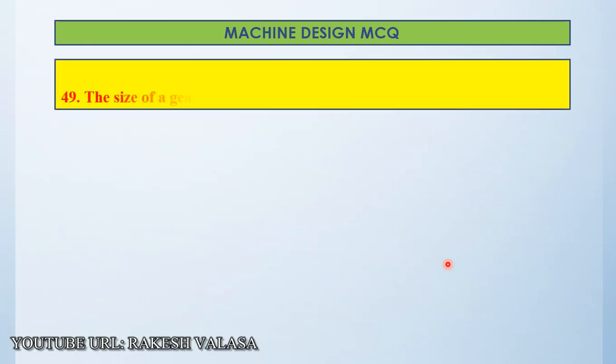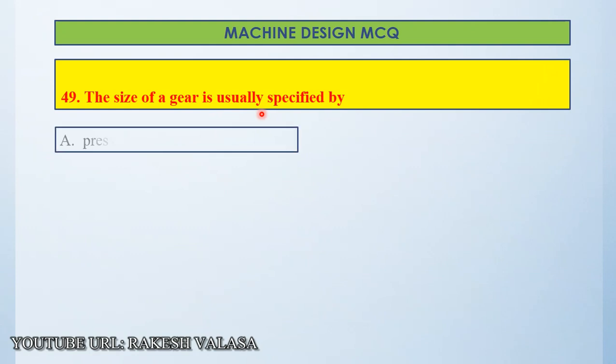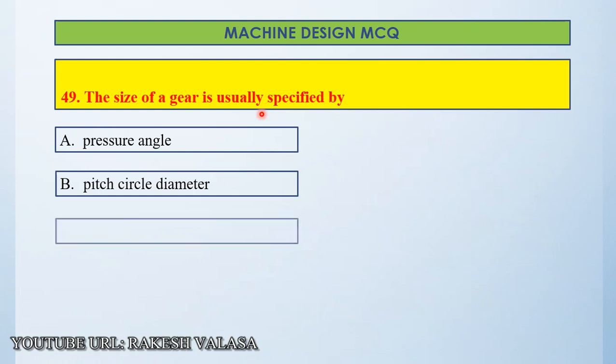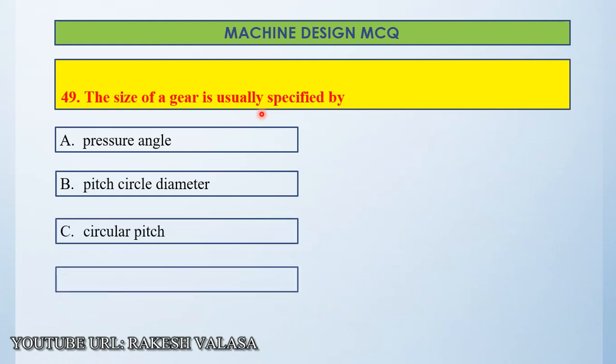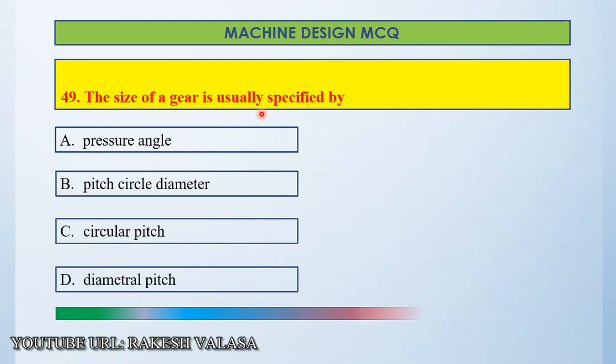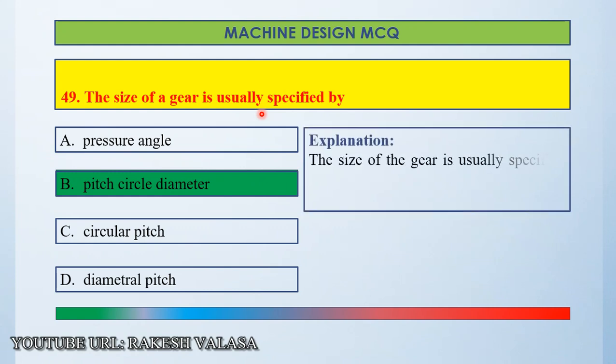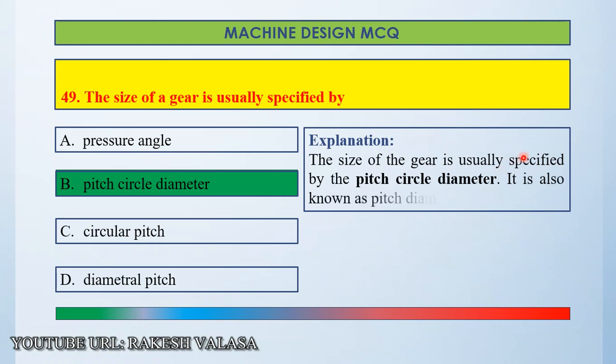Question number 49. The size of a gear is usually specified by option A pressure angle, option B pitch circle diameter, option C circular pitch, option D diametral pitch. The correct answer is option B pitch circle diameter. Let us see the explanation. The size of the gear is usually specified by the pitch circle diameter. It is also known as pitch diameter.